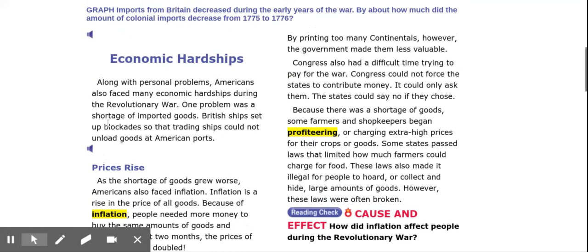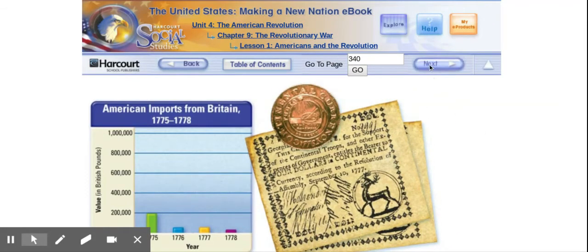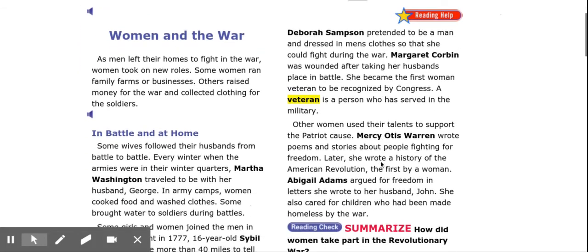And then we also have the problem of profiteering. Profiteering is when a shopkeeper or somebody who has a good charges a ridiculously high price for what they're selling just because they can, because it's in such high demand and there's not enough of it to go around, like toilet paper. Most states here in the United States today have laws against profiteering.